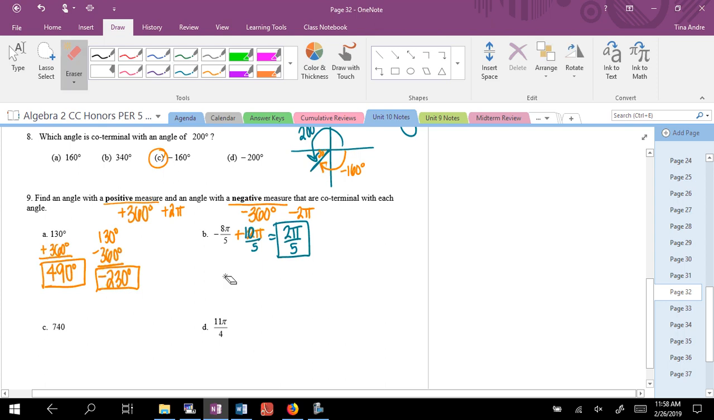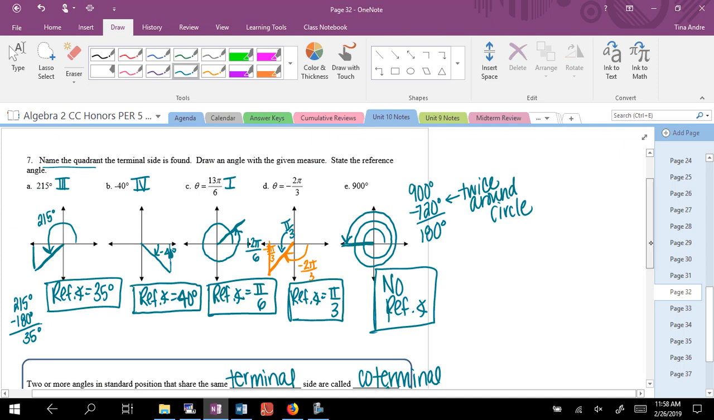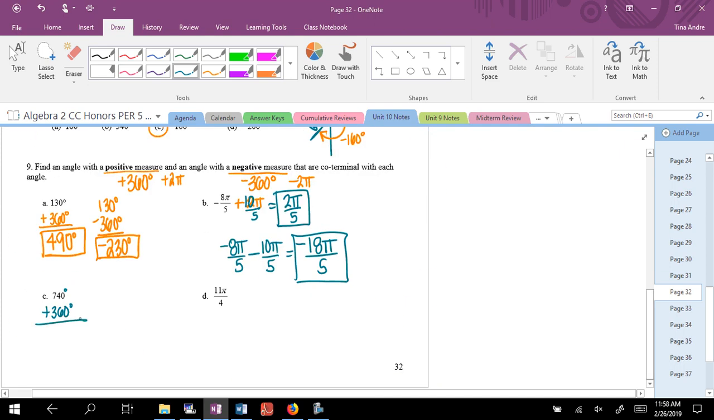And then I'm going to subtract. So negative 8 pi over 5 minus 10 pi over 5. So this will be negative 18 pi over 5. So there's my negative coterminal angle. And then 740, again, back to degrees. So I'm going to add 360. So if I add 360, I get 1100. So there's a positive coterminal.